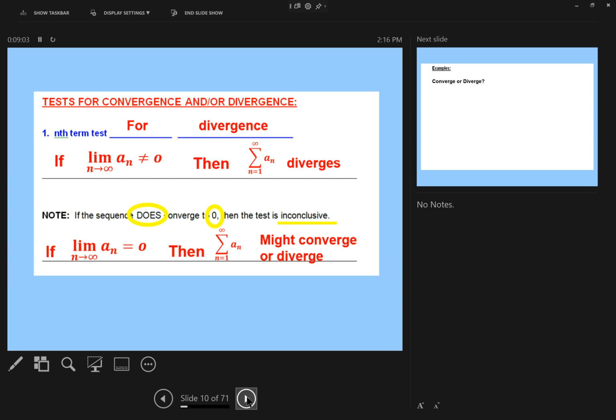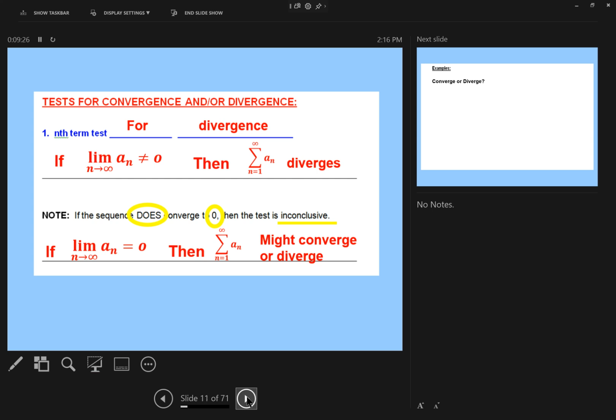So that's why we always try this one first to see if there's a quick diverge, and then we're done. If the limit does equal 0, then we might go try something else. Well, we would have to go try something else, unless we just wanted to quit and crawl under the table. Okay? Nth term test. And now we practice, yes?